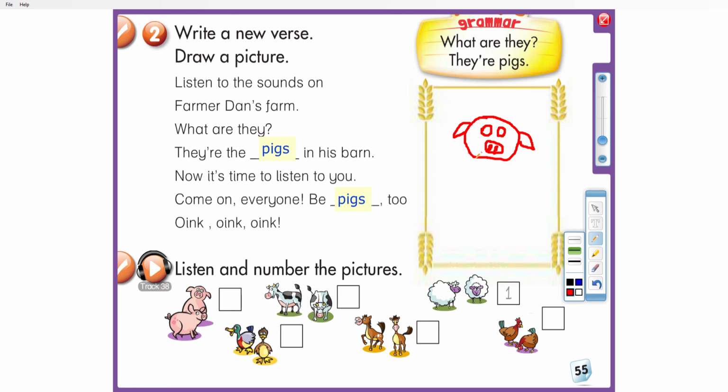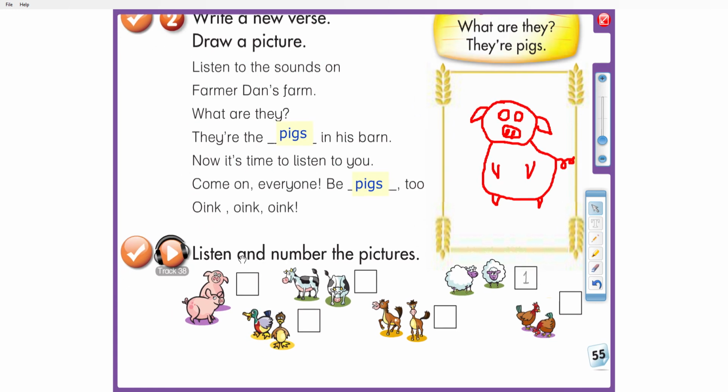After that, we are going to draw the tummy like this. Make the hands, the legs, and finally the tail like this. Okay, these are the pigs. Now let's move to exercise number 3. We are going to listen and write the number of the animals in the pictures.